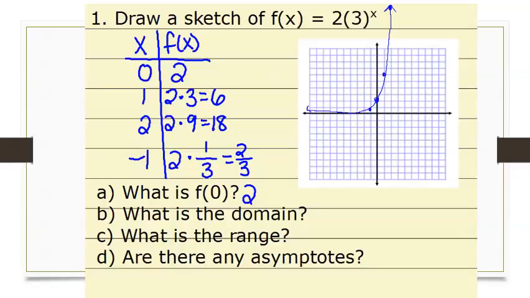So now we want to talk about what the domain is. So domain is all the possible x values. So if you look at an exponential, you want to think about what x's could I not plug in? Well, you can have any number as an exponent, positive, negative, and 0, so the domain is all real numbers, which has that funky R symbol.